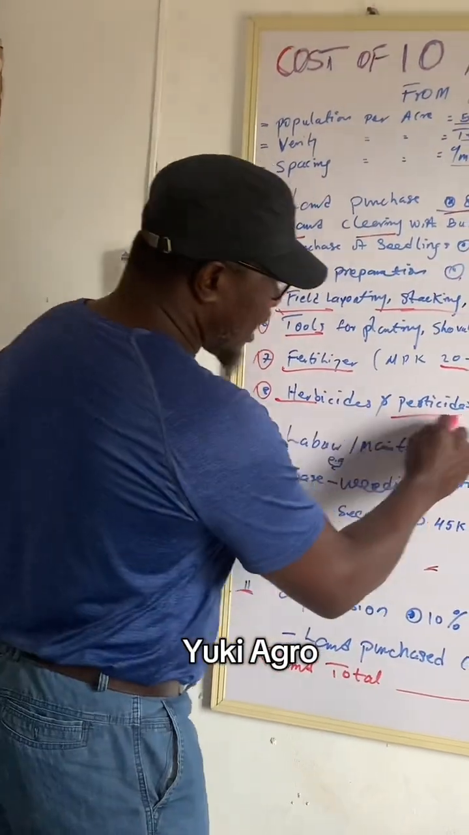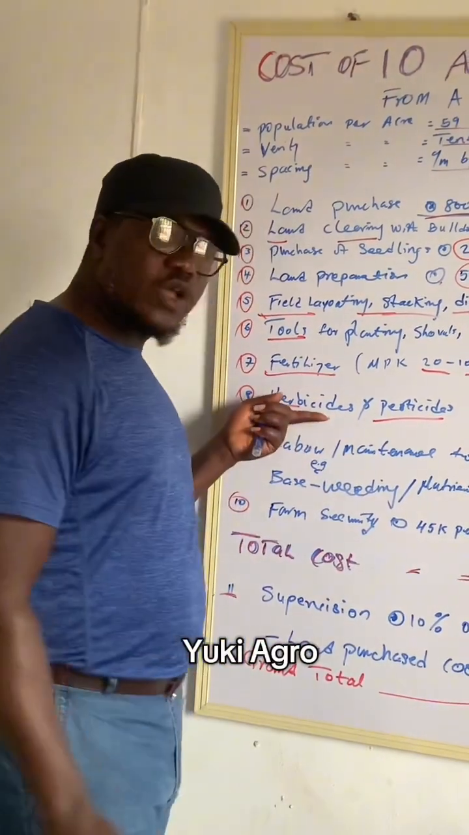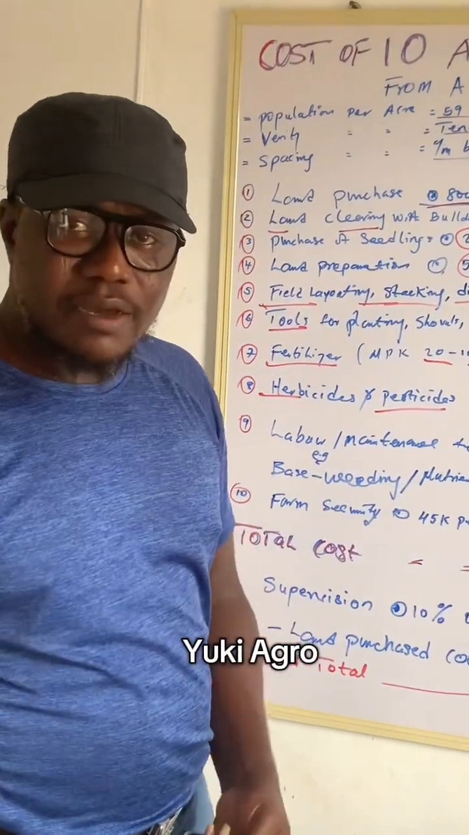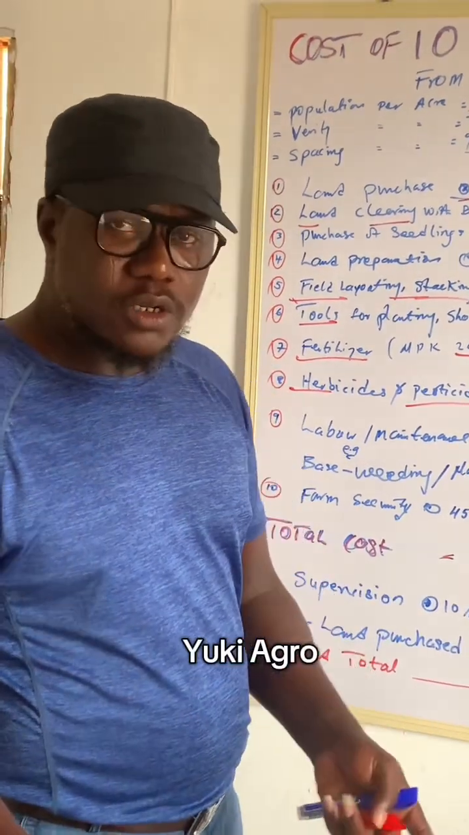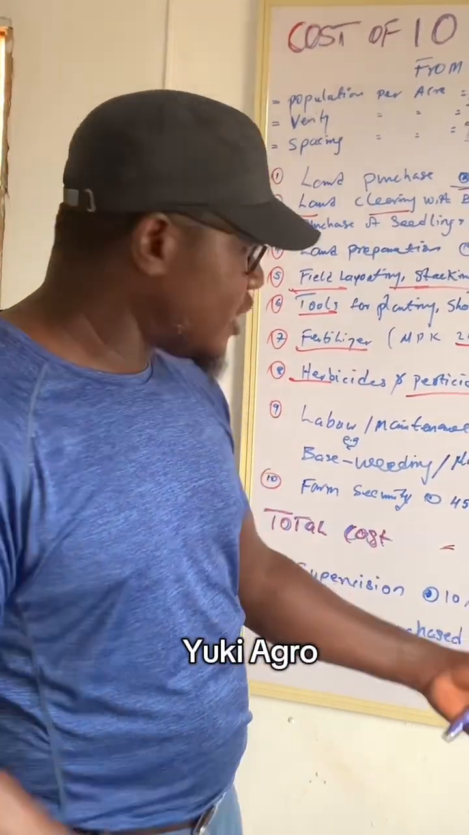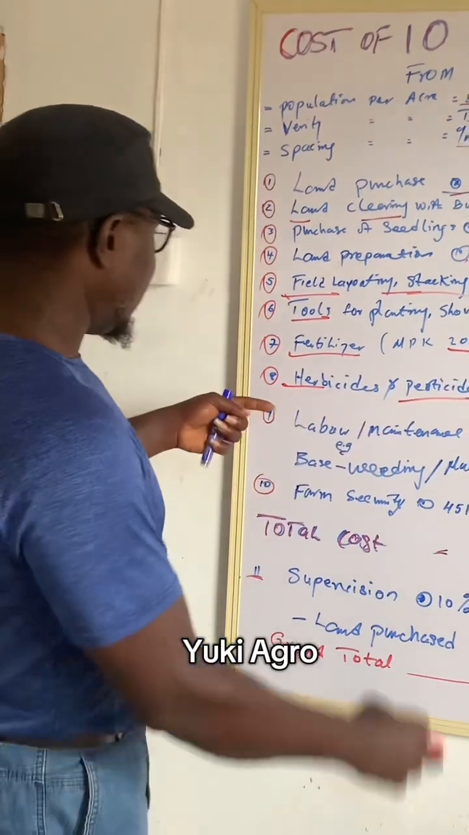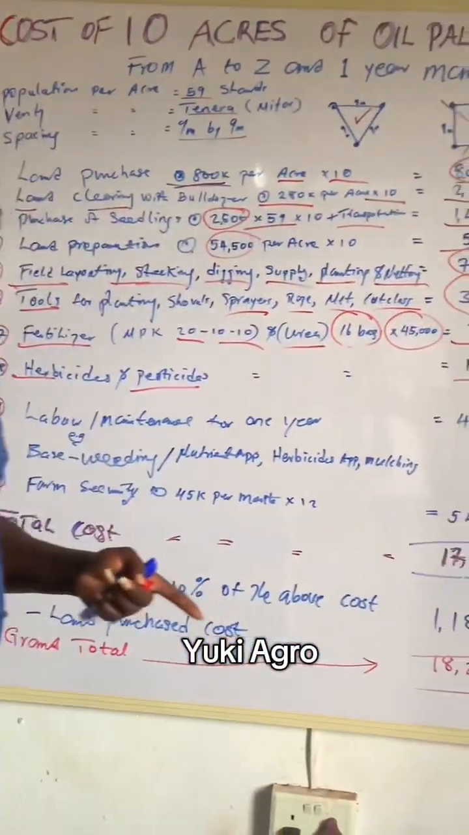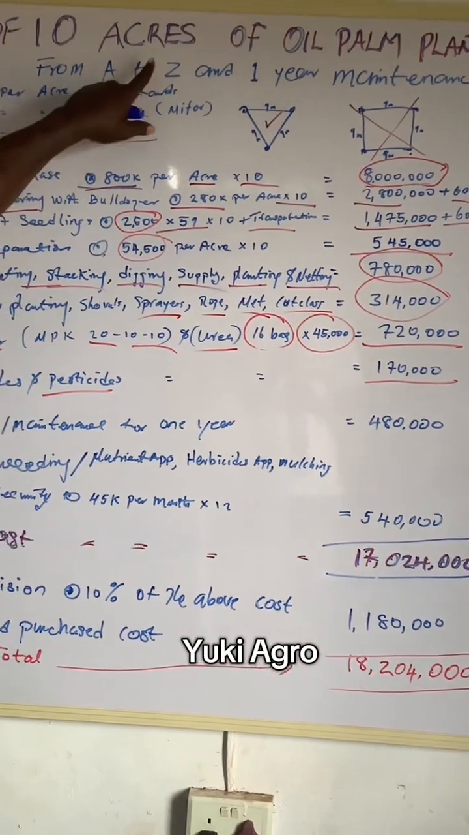Then let's move quickly. You need to have herbicide and pesticide. Herbicide is for the weed control. Those are the chemicals you use to control weed. Pesticide, when your farm is attacked by all kinds of pests, to destroy those palms that you have planted, then you have to apply pesticide. Then the cost to purchase this herbicide and pesticide will give you 170,000 naira for the entire 10 acres.